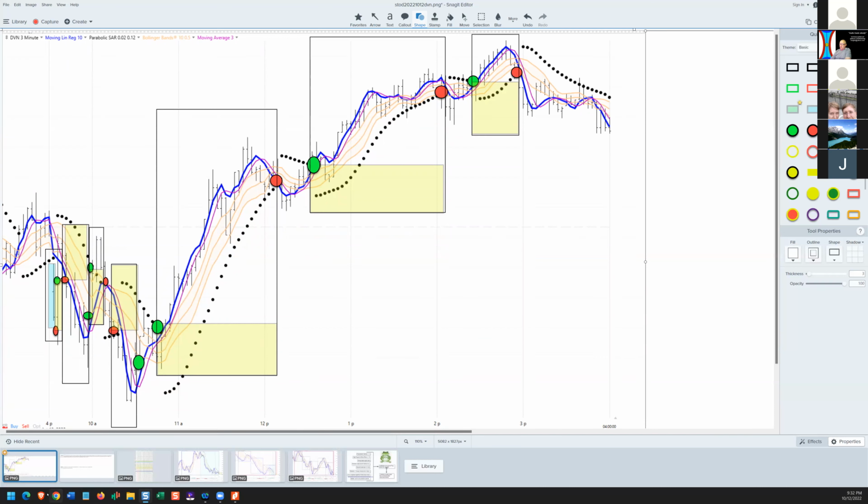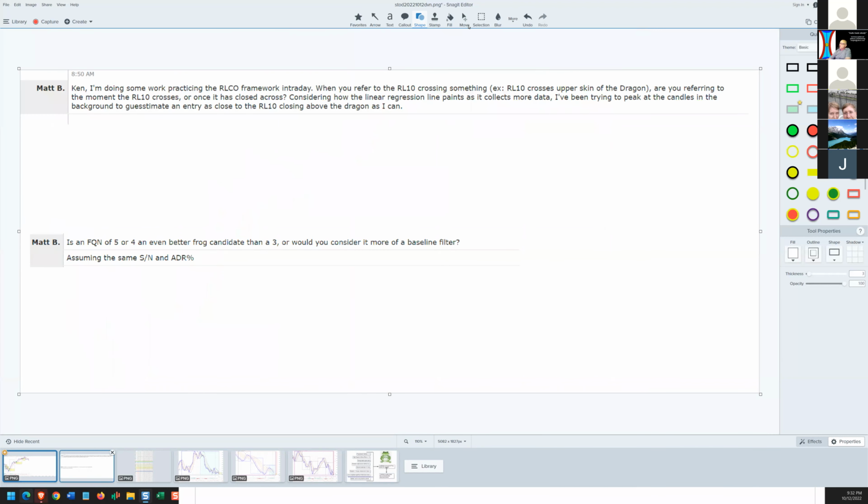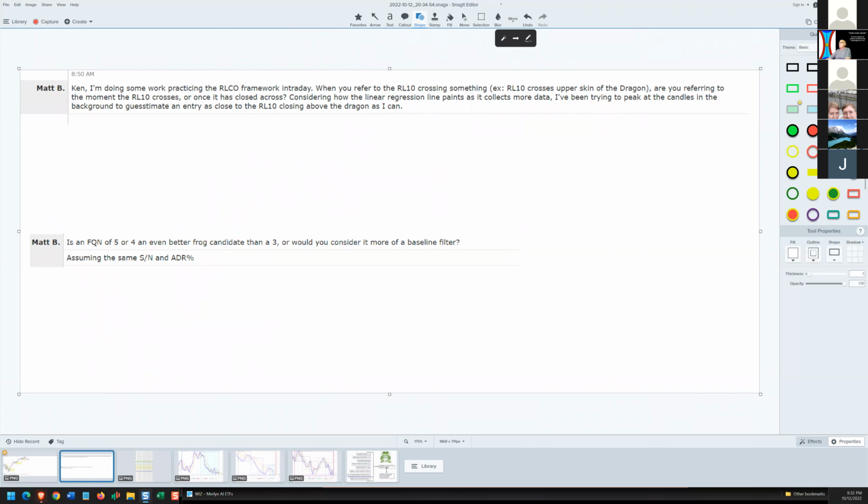All right, let's take a look at the traders today. Let me get Matt's other question answered while I'm at it here, because we actually saw that in here. He's practicing the RL10s, and you'll see this in the foundations course and in the advanced day trading course, and we cover this extensively in the FAQs also. He's talking about when the RL10 crosses the upper skin of the dragon. Are we referring to the moment the RL10 crosses, or once it is closed across? Closed across, because it doesn't finish painting until the close.